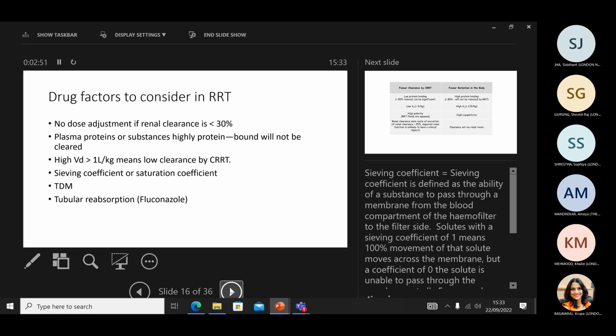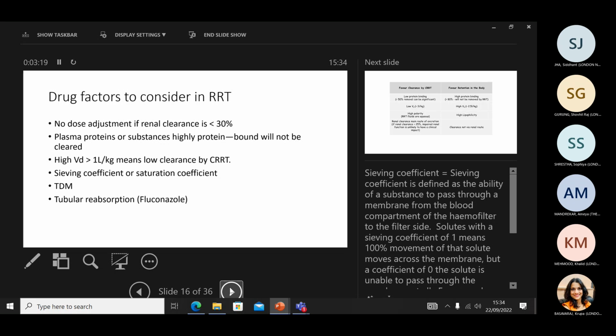We also look at something called the sieving coefficient, which measures how much comes out in the dialysate versus how much is in your plasma. Albumin has a sieving coefficient of 0, which means it doesn't get sieved at all. And something really small, like the aminoglycosides, would have a higher sieving coefficient. We need TDMs, which is to make sure that we're getting the right levels.